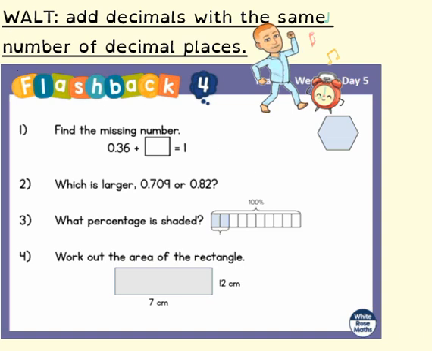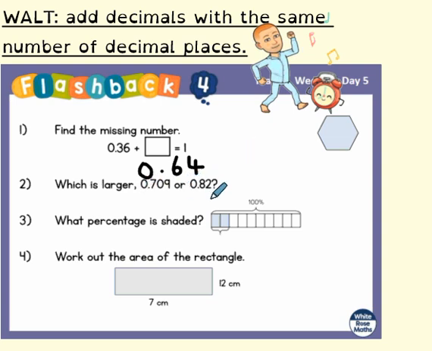Question number 1. Find the missing number. 0.36 add something, give me 1 whole. 36 hundredths, which is the same as 0.36, add something hundredths gives me 1 whole. The value I was looking for in there was 0.64, because 64 hundredths add 36 hundredths gives me 1 whole, or 100 hundredths.